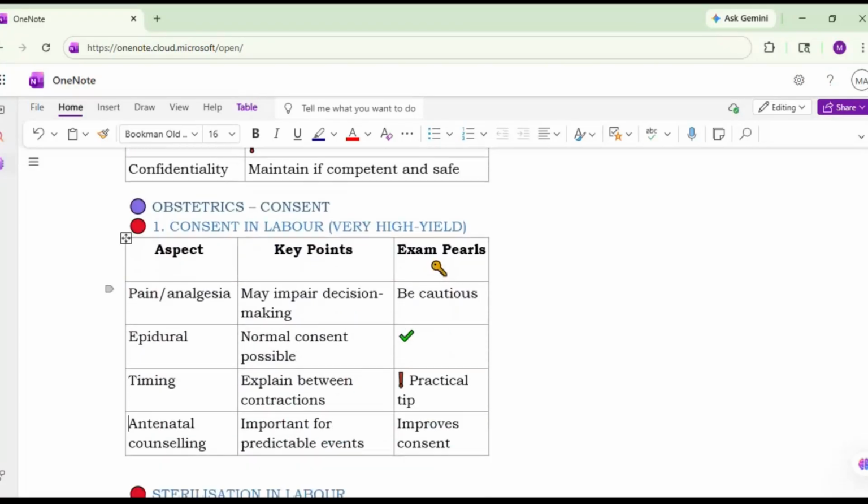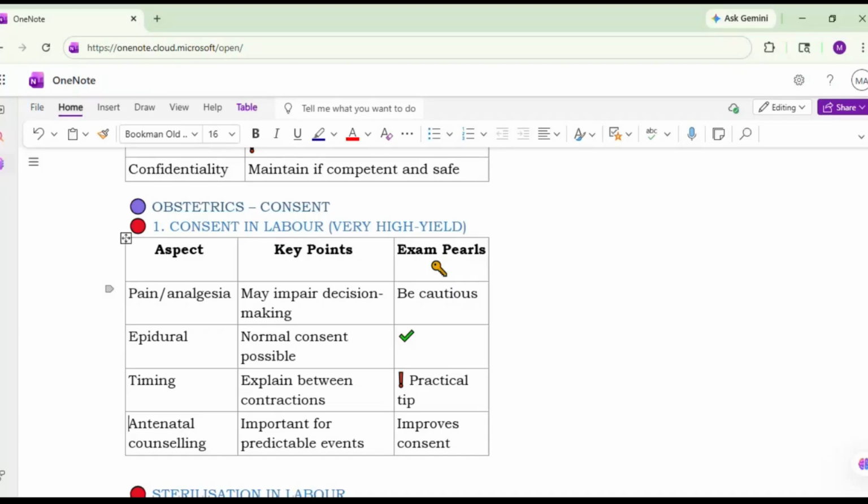Now coming to the obstetric conditions. So consent in obstetrics. When we are talking about consent in labor, we need to know that the patient is having pain, or if the patient is given some analgesia which may impair decision making, then we have to be very, very cautious, because at that stage we cannot take the consent.